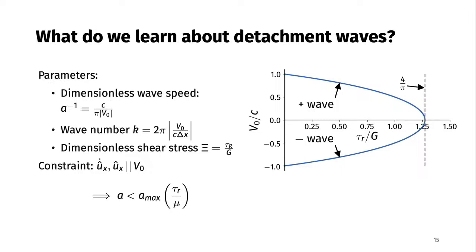And both cause slip in the same direction, just like the experiments. The wave speed, so the inverse wave speed is plotted here, are symmetric. So in principle, for a given tau r remote shear stress, both waves travel at the same speed. Of course, as tau r approaches G, the linear elasticity assumption breaks down, and so this section of the curve is a little bit hypothetical, but nonetheless, you get two solutions of the equations.